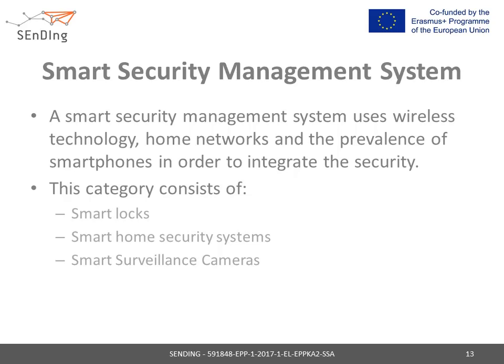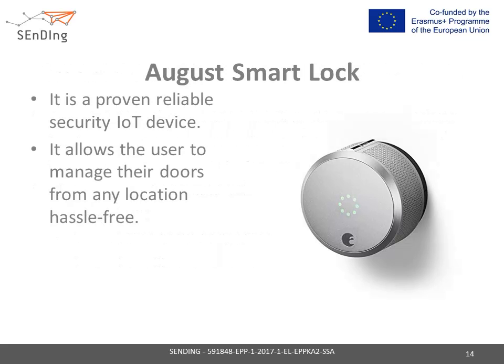Smart cameras are machine vision systems that are capable of extracting specific information, based on the application, from the captured image and at the same time generating event descriptions or making decisions that are used in an intelligent and automated system. Besides keeping thieves away from their home, August Smart Lock is a proven reliable security IoT device, which allows the user to manage their doors from any location hassle-free.